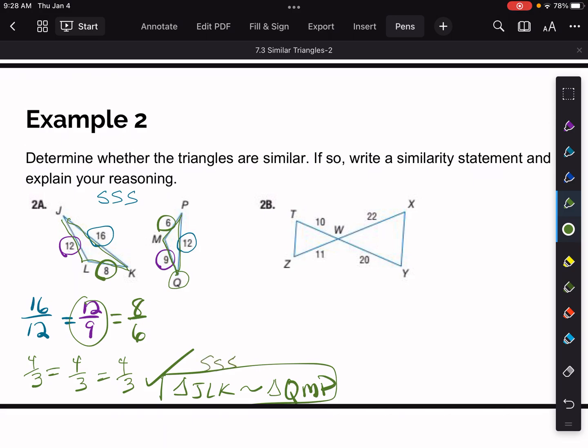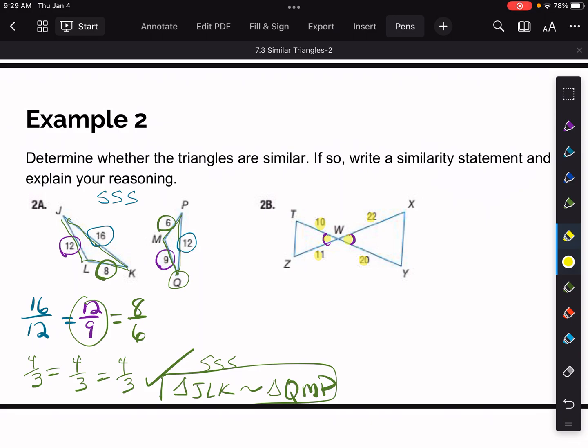Next for 2B, notice here you got to use some things that you've already learned. Okay, so on 2B, with these triangles, we have two lines that are intersecting here in the middle that create these triangles. When those two lines intersect, it creates what we call vertical angles, and we know that vertical angles are congruent. Okay, so those are congruent. And if you look at this, we have an angle, a side, and an angle. Sorry, I said it backwards. Side, angle, side, where the angle is sandwiched in between.